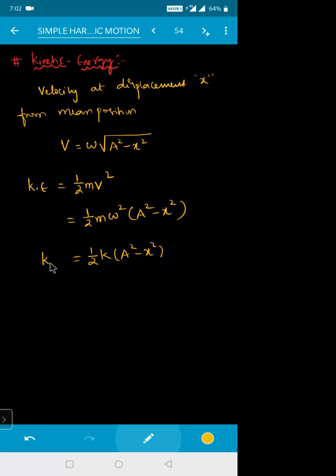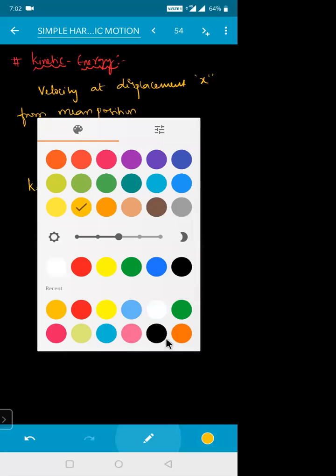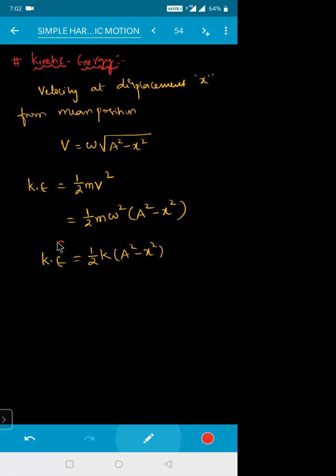So this is your kinetic energy formula. Kinetic energy is equal to half into k into a square minus x square, where k is equal to how much, beta? m into omega square.